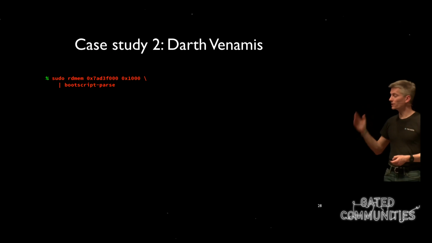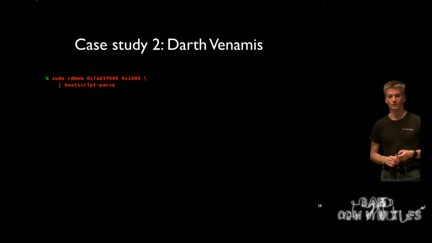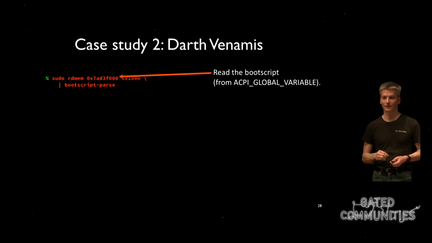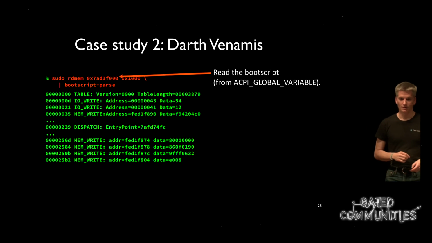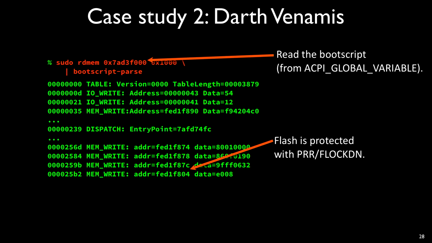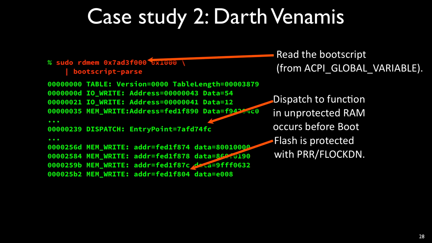So again, we can use the read memory tool to read out the boot script, which is actually, the pointer to it is stored in an NVRAM variable. And when we parse it, we see a bunch of those memory writes. And this write down here is the one that writes into the protected range registers and the flock down bit to lock them. But that occurs too late in the boot script. We've already had a dispatch to a function.